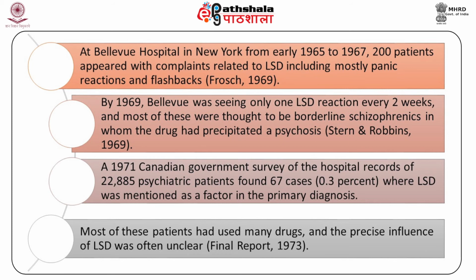By 1969, Bellevue was seeing only one LSD reaction every 2 weeks, and most of these were thought to be borderline schizophrenics in whom the drug had precipitated a psychosis. In 1971, a Canadian government survey of the hospital records of 22,885 psychiatric patients found 67 cases, that is 0.3%, were LSD cases where LSD was mentioned as a factor in the primary diagnosis. Most of these patients had used many drugs and the precise influence of LSD was not clear.